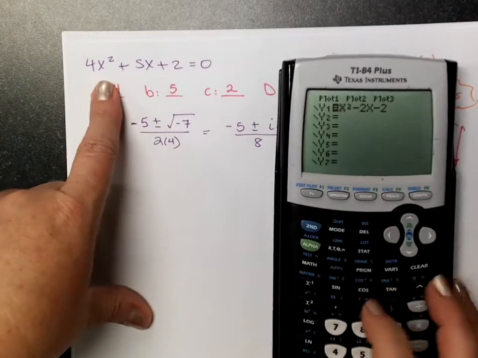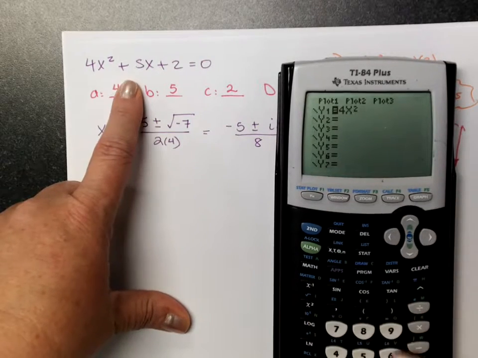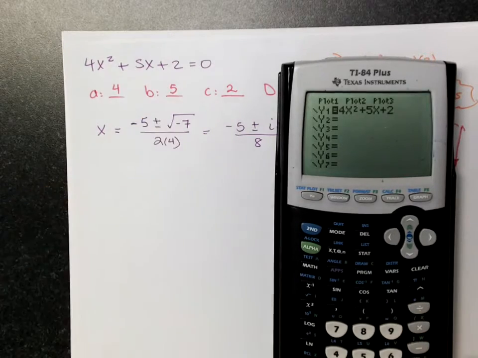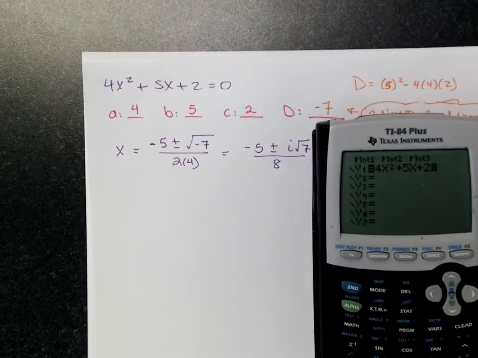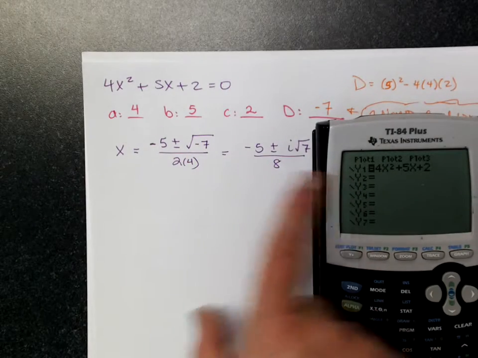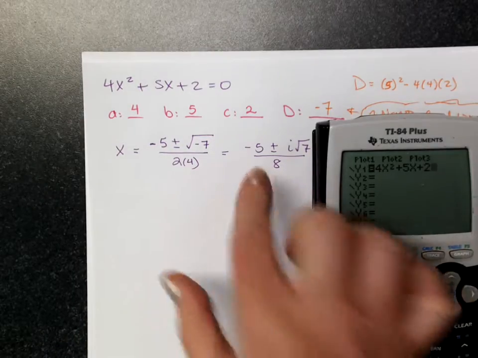Okay, so let's put this one in, so let me clear that. So 4x squared plus 5x plus 2. In order to graph it, it has to be in standard form, because that means that y is equal to 0, and that is the definition of an x-intercept. Okay? So that's going to give you a parabola with these x-intercepts.